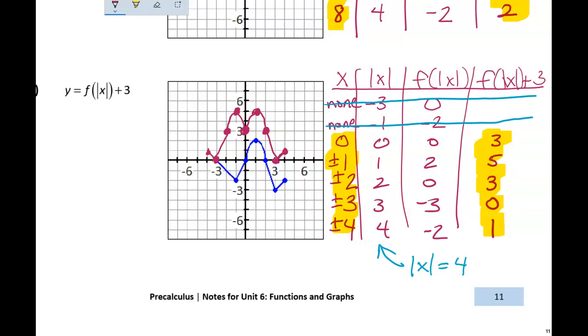You notice that we get something that's moved up 3, but the right side of the graph is only moved up 3. Nothing else has happened to it. The left side of the graph was wiped out and replaced with a reflection of the right. That's what that absolute value of x transformation as the input does.